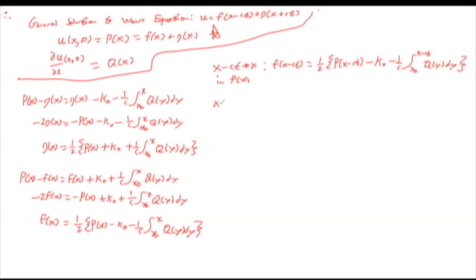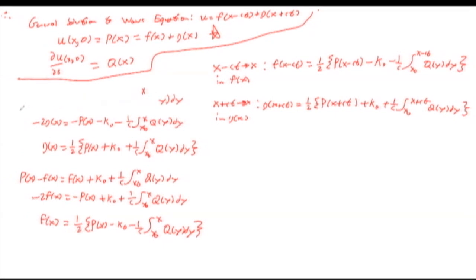And similarly, we want to put x plus ct in for x in g of x. So we have g of x plus ct is equal to 1/2 times p of x plus ct plus k naught plus 1 over c times the integral from x naught to x plus ct of q of y dy. Okay, fantastic. So now I can erase here on the side. Now we're just about done.